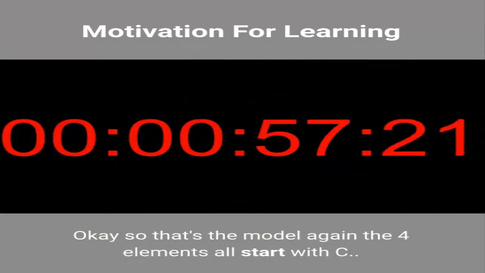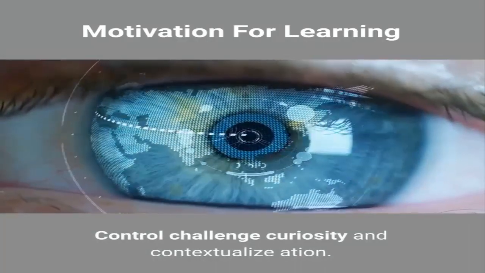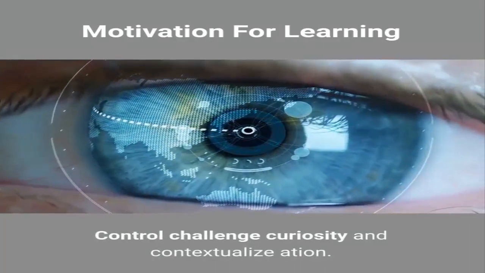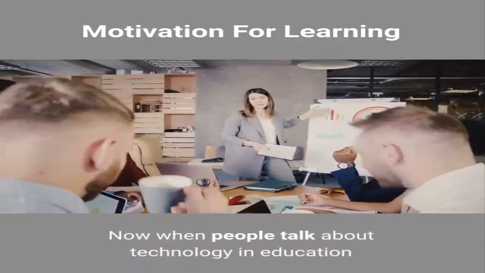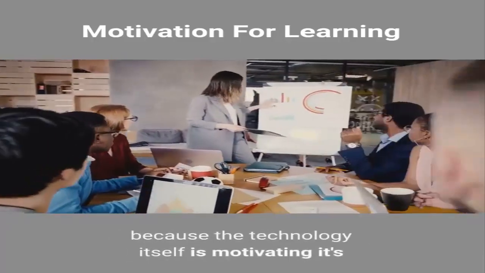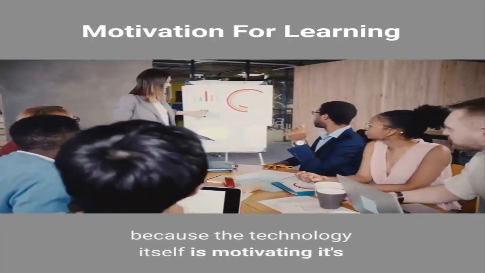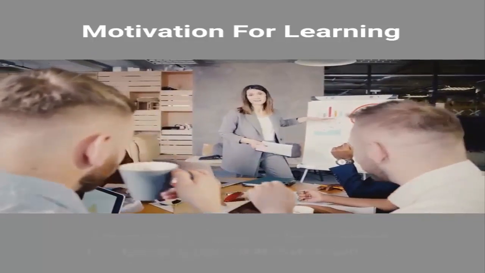Okay, so that's the model. Again, the 4 elements all start with C: control, challenge, curiosity, and contextualization. Now, when people talk about technology in education and how motivating technology is, it's not just because the technology itself is motivating, it's because it supports these basic principles of motivation.